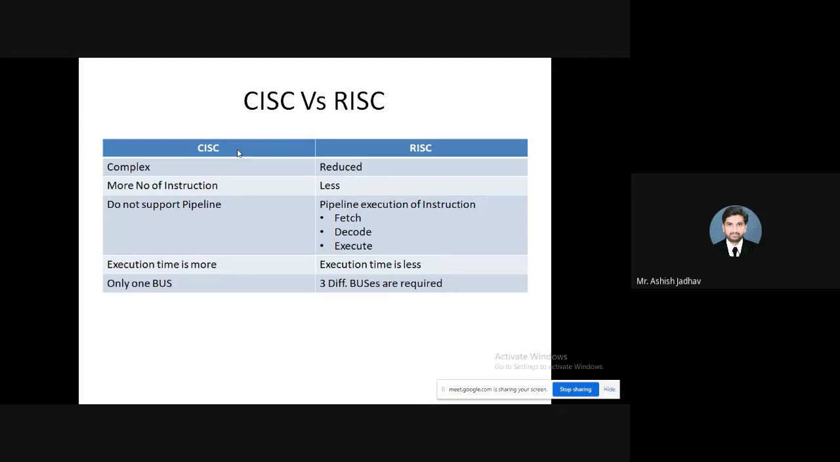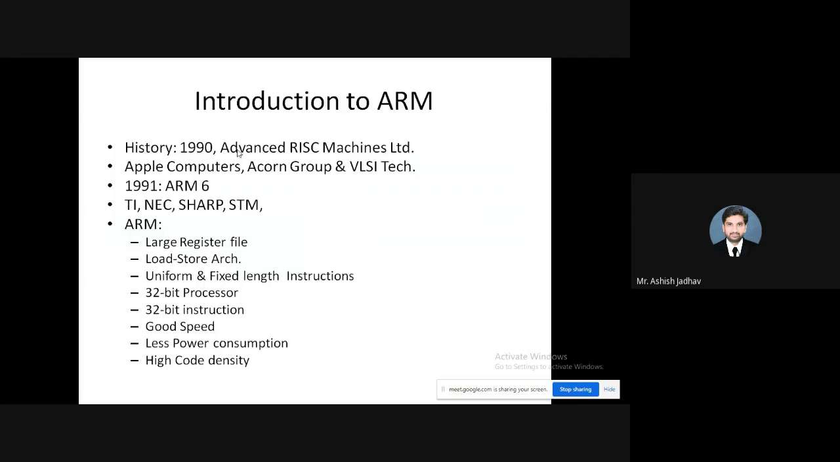Right. So this will save the time of execution. That's why the next comparative point is that execution time is more in CISC and less in RISC. Then, only one bus is required in CISC. Of course, if those phases happen independently and separately, one bus is sufficient. Whereas in a RISC architecture, we need three different buses, one for fetch, one for decode, and another one for execution.